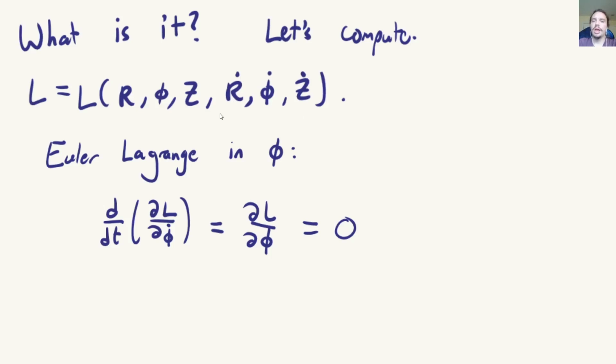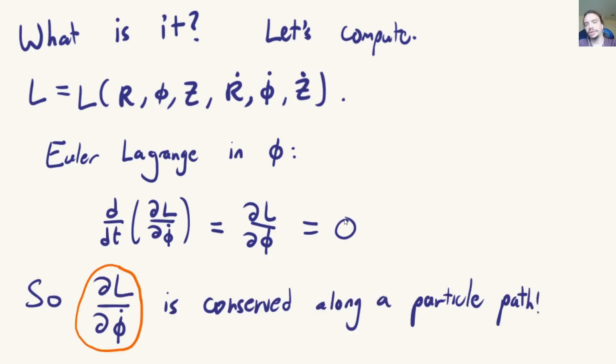Okay? And if we try to take the Euler-Lagrange equations in the phi variable, what we end up finding is that d by dt of ∂L/∂φ̇ has to be equal to ∂L/∂φ. So that's our Euler-Lagrange equations from before, but in this variable. But we know that L doesn't have a phi in it at all. So when you differentiate it in phi, it's independent of it, and the derivative is 0. What that tells us is that d by dt of ∂L/∂φ̇ must be 0. So ∂L/∂φ̇ must stay constant along a particle path.